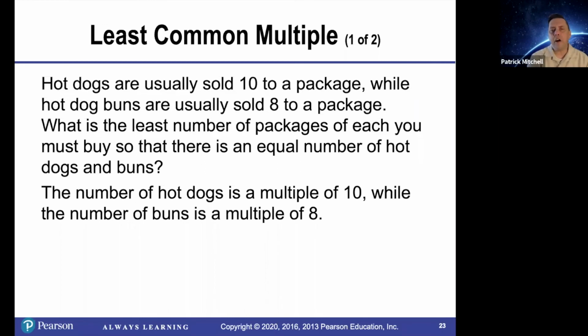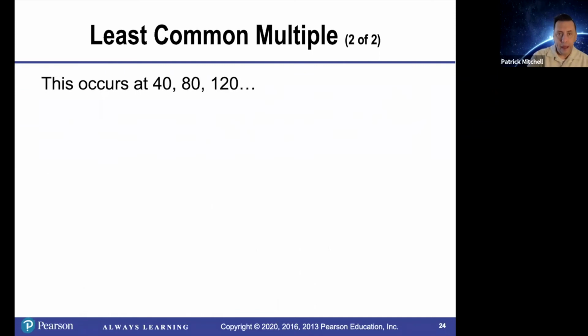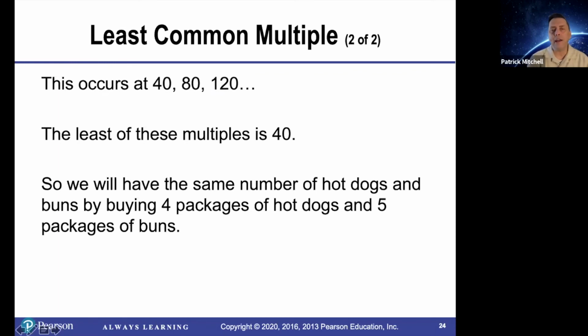So the number of hot dogs would have to be a multiple of 10, while the number of buns has to be a multiple of 8. The number of hot dogs matches the number of buns whenever 10 and 8 have a multiple in common. And this occurs at 40, 80, 120, etc. So the least of those multiples is 40, which means if you want an equal number of hot dogs and hot dog buns, you need 40 hot dogs and 40 hot dog buns, which means you need 4 packages of hot dogs and 5 packages of buns.